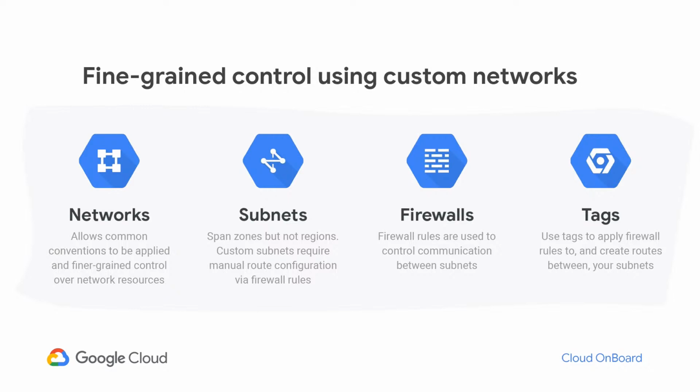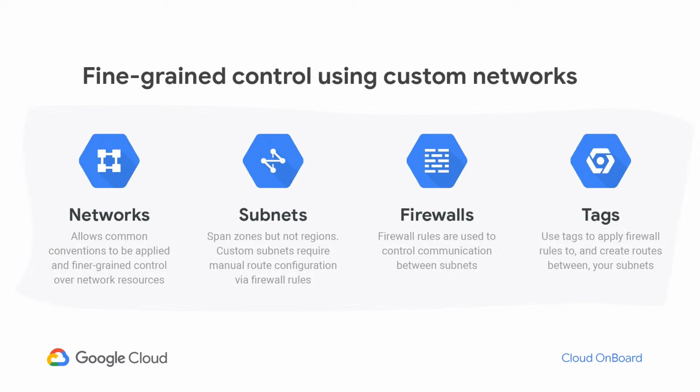But it is recommended that you create and configure your own network to map to your existing IP address management convention. Now, aside from IP decisions, there are a couple other constraints to keep in mind when designing your network. For example, remember, subnets can span multiple zones, but they can't span regions. And to control communication between subnets, you'll need to create firewall rules allowing the traffic to pass between them.